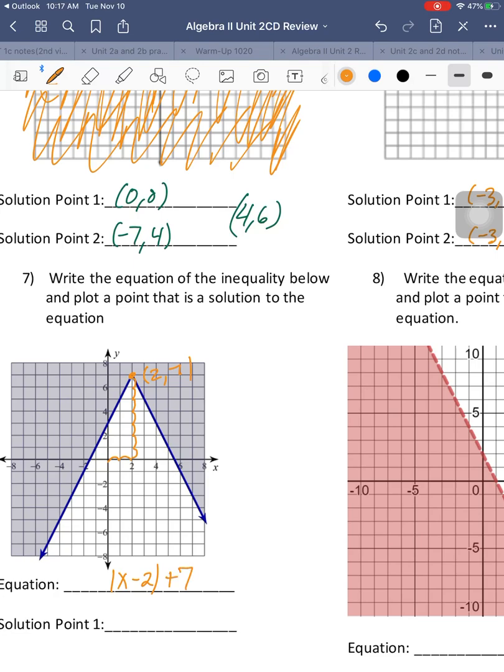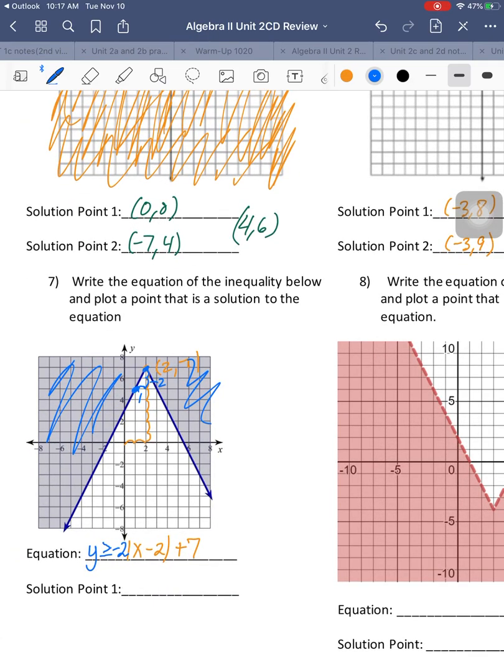Now the next thing, look for the slope. So our next coordinate from the vertex would be down 1, 2, and over 1. So down 2 over 1, down 2 over 1. So that'd be a negative 2 as a slope. It's a solid line, so we know it's equal to, and it's shaded above, so that's greater than. So the y is going to be greater than or equal to negative 2 times the absolute value of the quantity of x minus 2, plus 7.